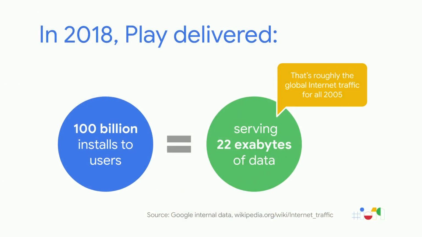And I know we're playing big number bingo here, so I want to try and bring that back to something more concrete. So in 2005, the global traffic on the internet was 22 exabytes. And that's the year that YouTube launched. So we like to think of this, that the Google Play app distribution network last year was the size of the internet back in 2005. So this is why we care about the amount of data that we end up delivering to users.